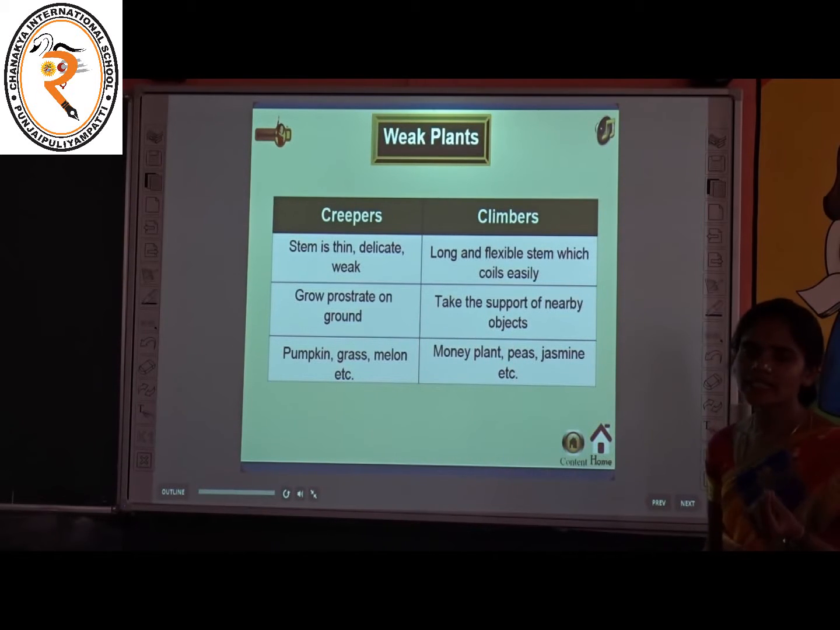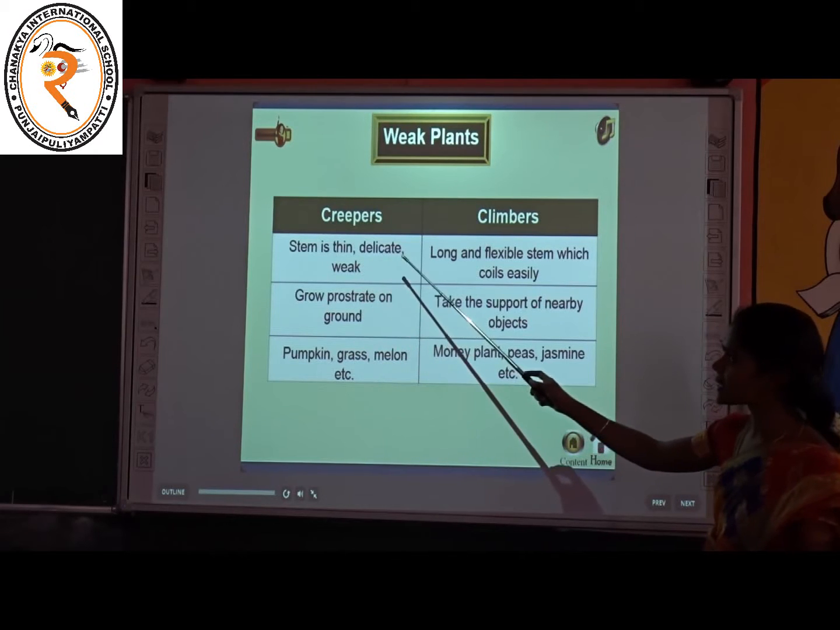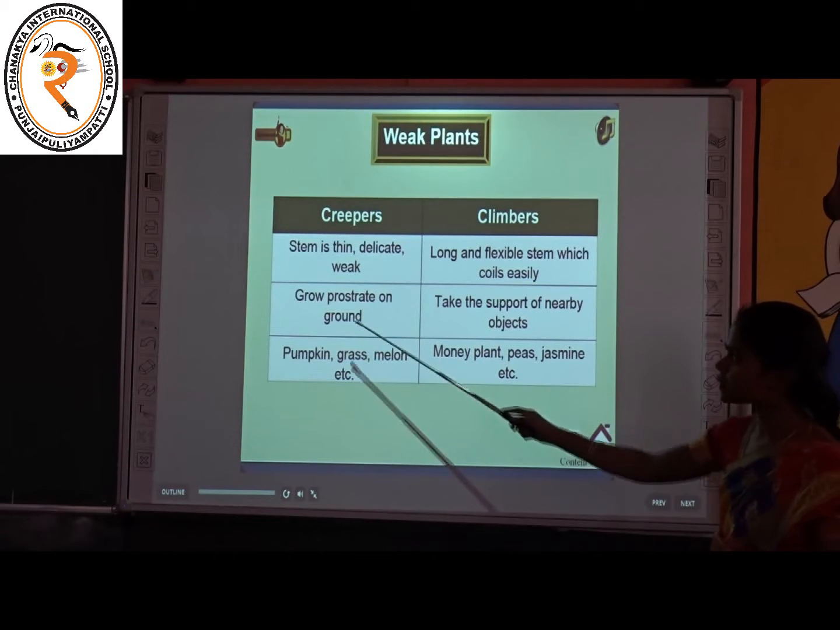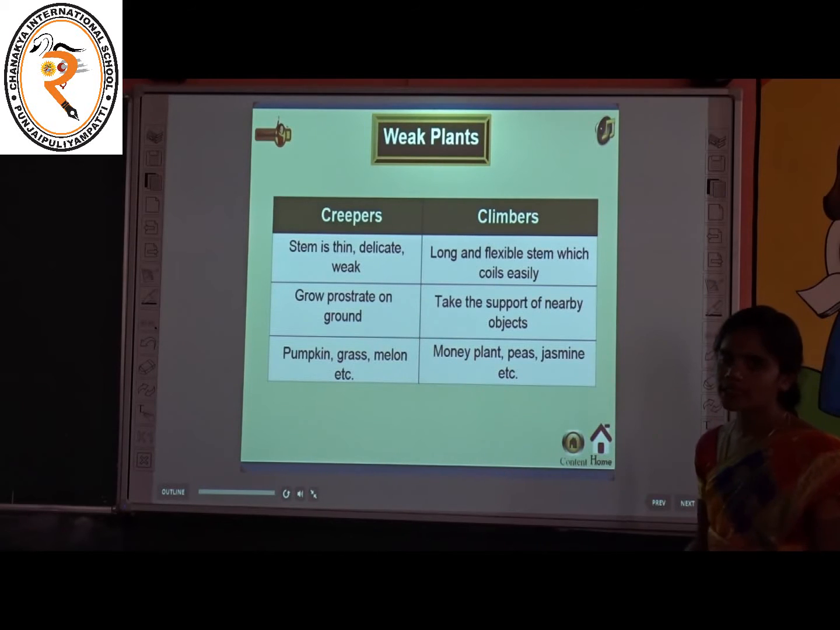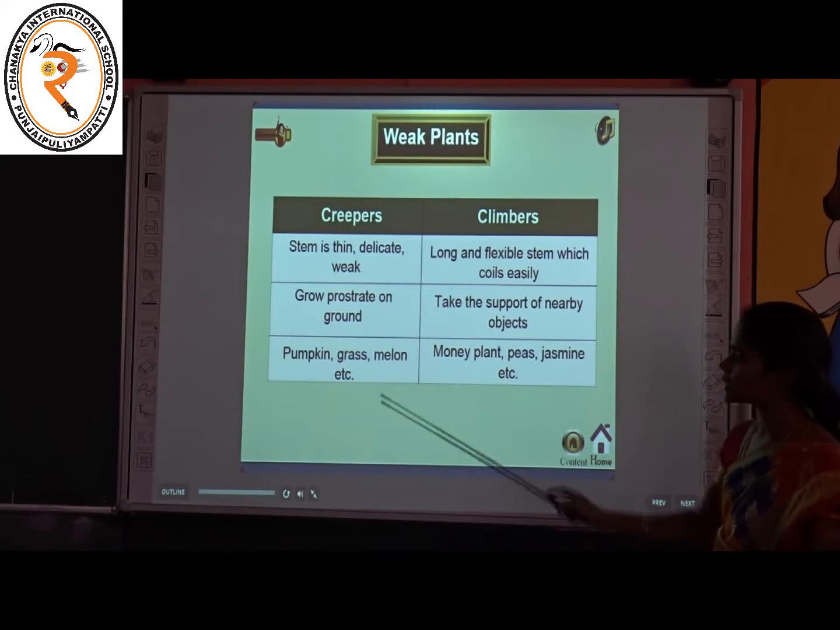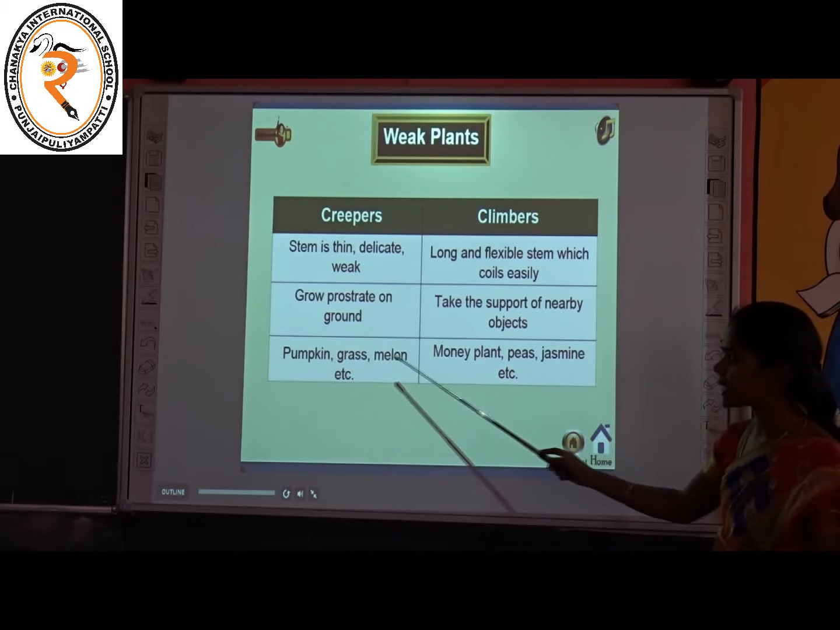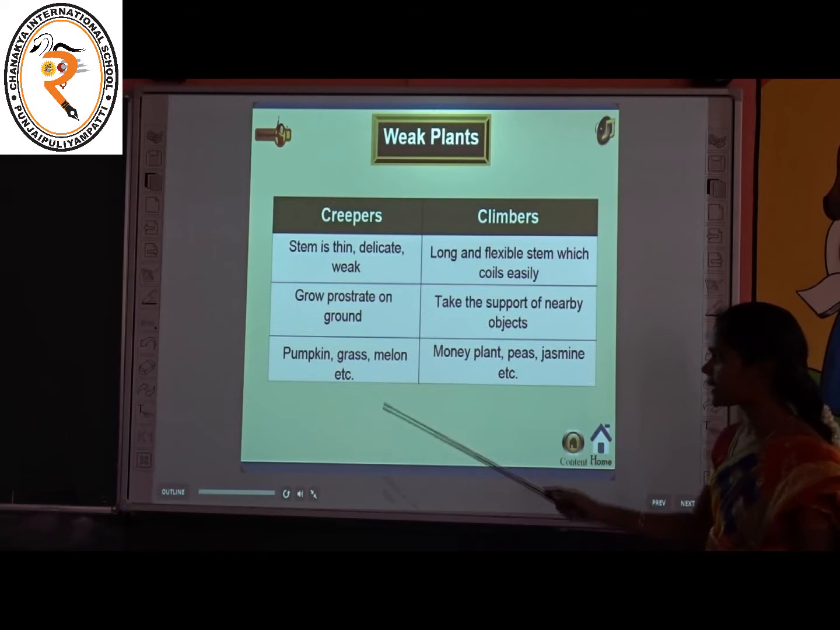Why? Because they have a very weak stem, so they can't stand in an upright position, but they spread on the ground. The stem is thin, delicate and weak. It grows flat on the ground, that is, it spreads on the ground. The examples are pumpkin, grass and melon, that is, watermelon.